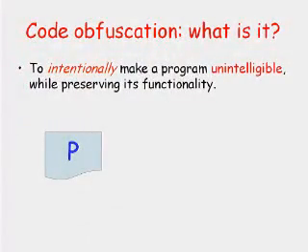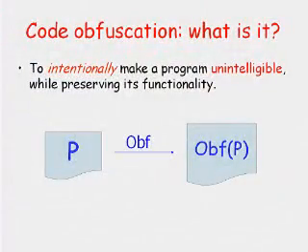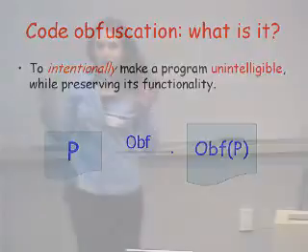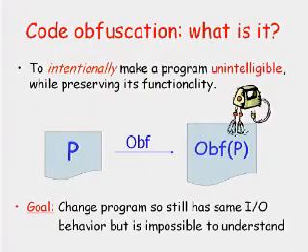Okay, so I'm going to be talking about code obfuscation. And so what is it? To obfuscate means to take a program and to intentionally make it unintelligible, but to preserve its functionality. So what do we mean? An obfuscator takes some program P and obfuscates it and generates an obfuscated program. This program is garbled, it's supposed to be totally unintelligible, okay? The goal is to change the program so it still has exactly the same input-output behavior, but now it's impossible to understand the internals of the program.